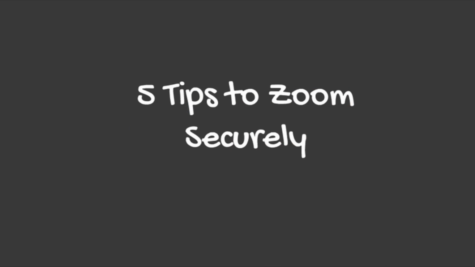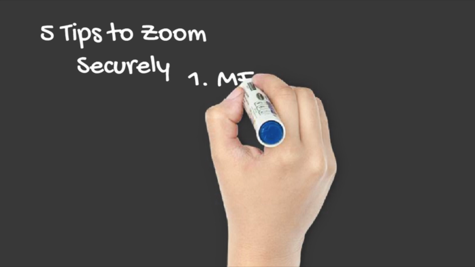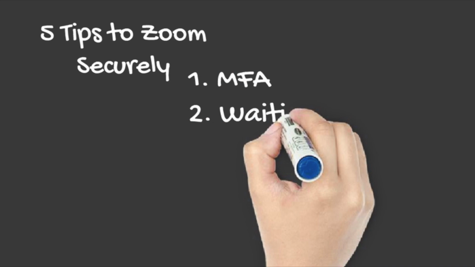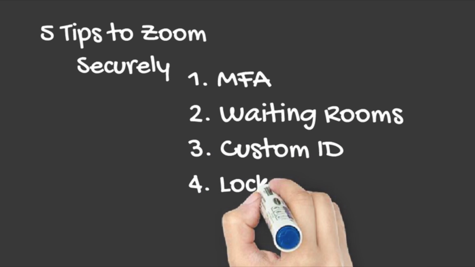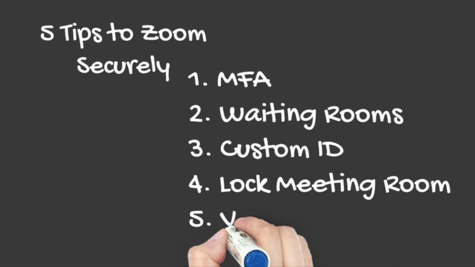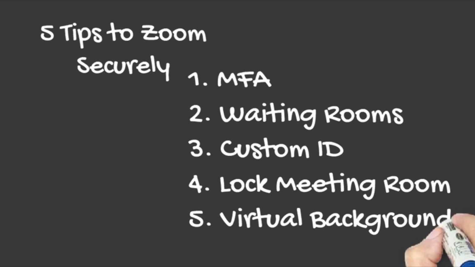So again, 5 things to secure your Zoom meetings. MFA, if your administrators will allow you. A waiting room, check people out before you let them in. Custom ID, so you're not using the same meeting ID for all your meetings. Lock the meeting once the meeting's begun. And use a virtual background if you feel concerned about the background and your privacy and things. So those are our top 5 things.